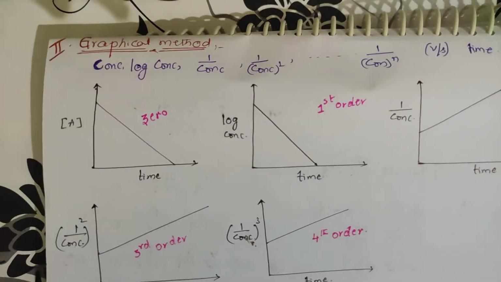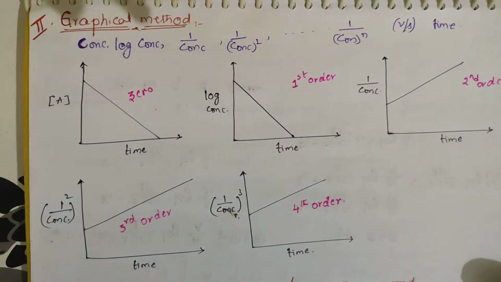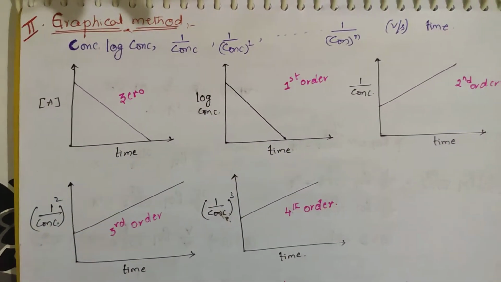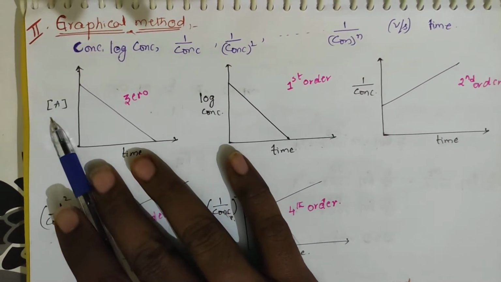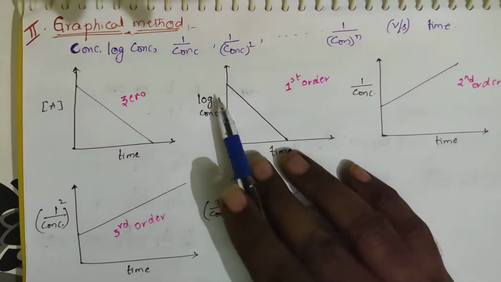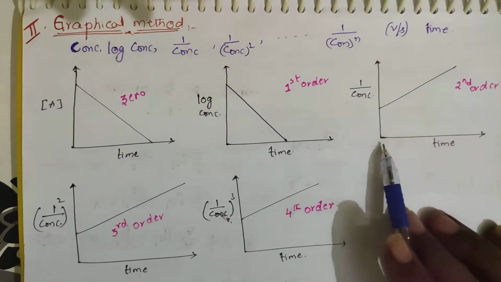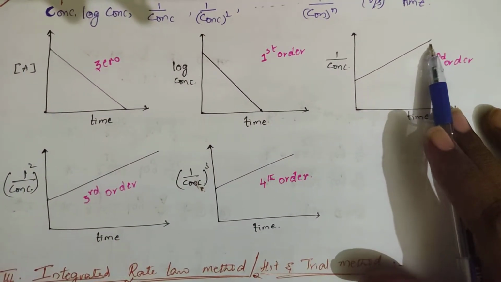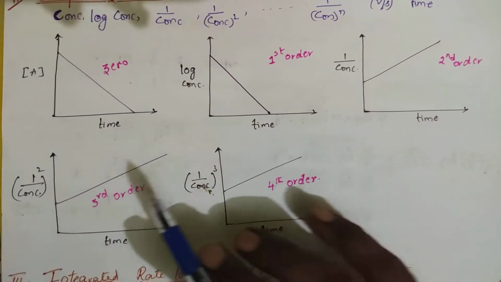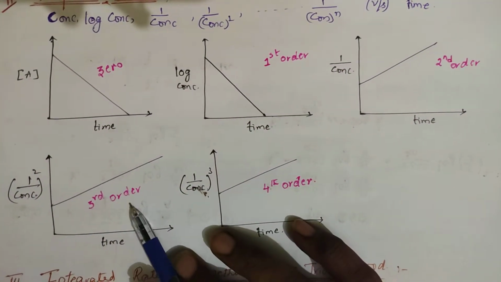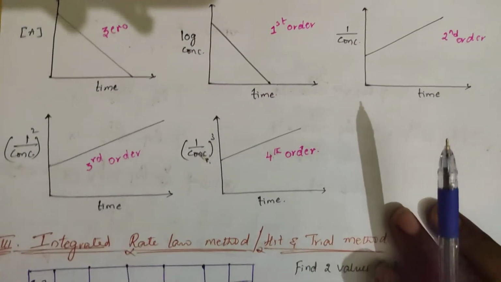Okay. And the next process, the first process is the T half method. The second process is the graphical method. In the graphical method, they can plot time with respect to concentration. If the graph is represented with a negative slope and you have some intercept, concentration with respect to time, it is 0 order. Log concentration with respect to time, it is first order. 1 by concentration with respect to time, you will be getting positive intercept as well as positive slope, it is second order. Already we have drawn all these types of graphs. If it is 1 by concentration square with respect to time, this is third order. 1 by concentration cube with respect to time, this is fourth order, right?